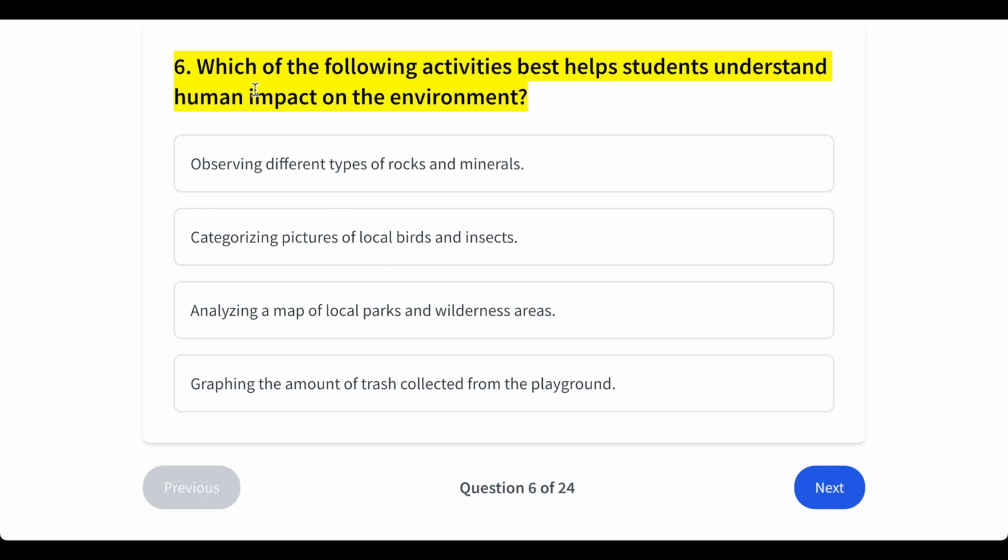All right, moving to question 6. This one asks, which of the following activities best helps students understand human impact on the environment?